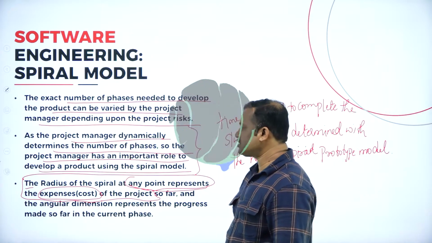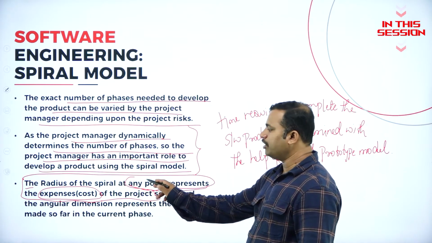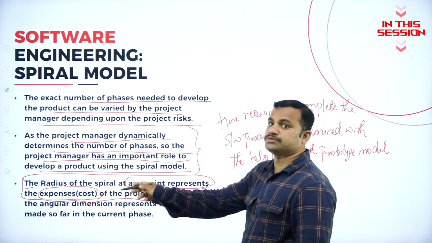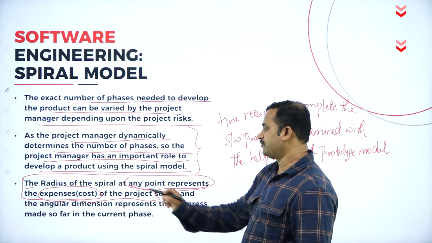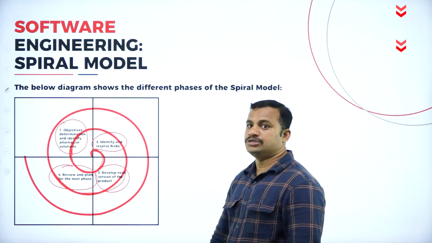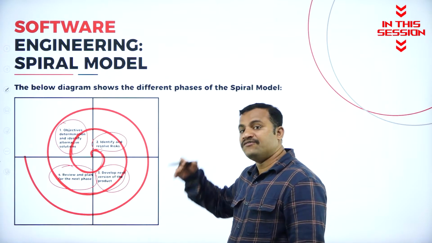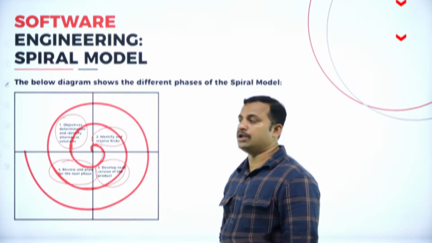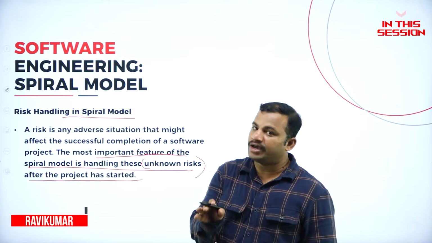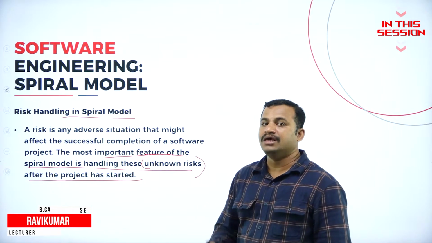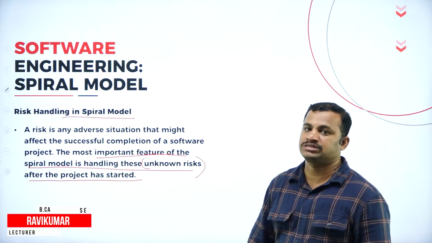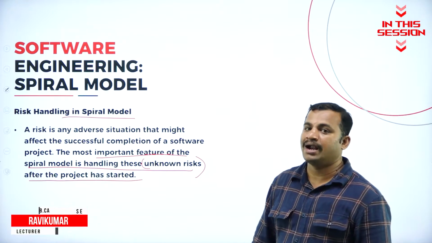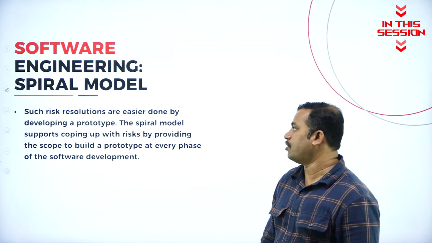The radius of the spiral at any point represents the expenses in terms of cost or budget of the project. Each loop is going to work with different phases of the spiral model. During the implementation of any of the requirements of a client, they may come across some unknown risks. Those risks are handled with the help of a spiral model.